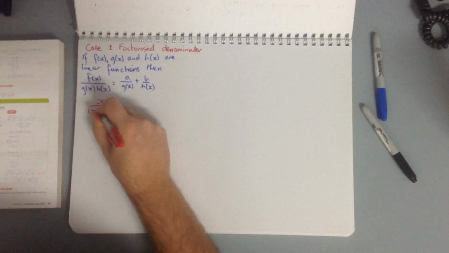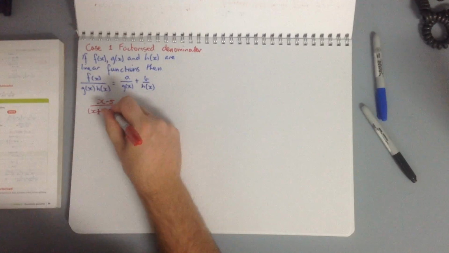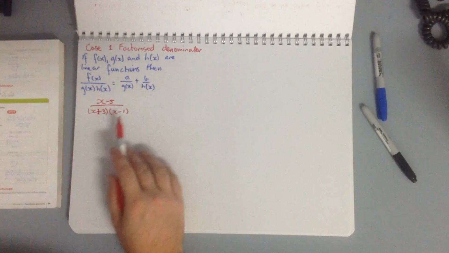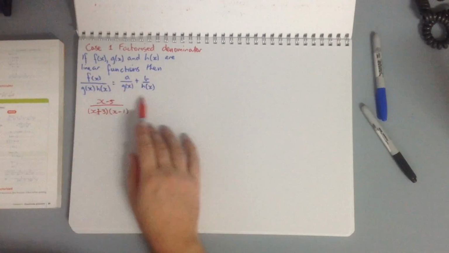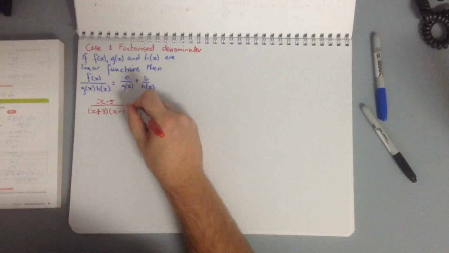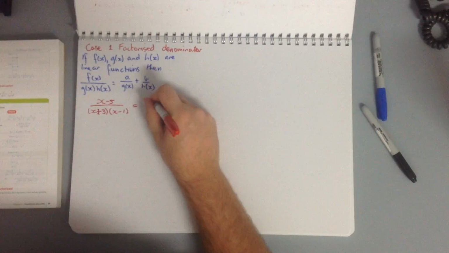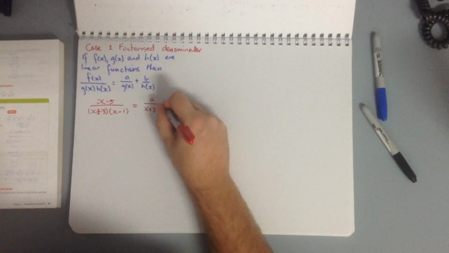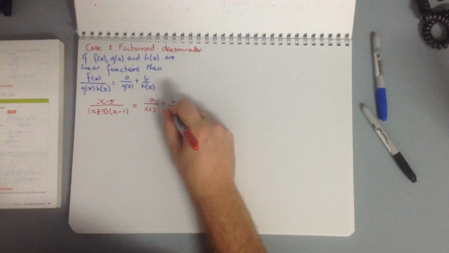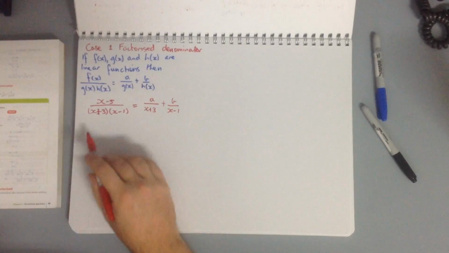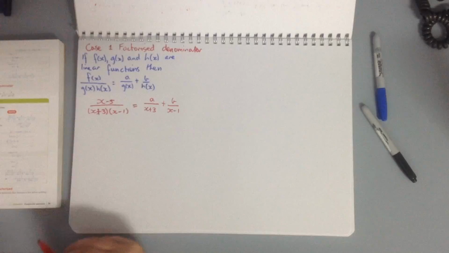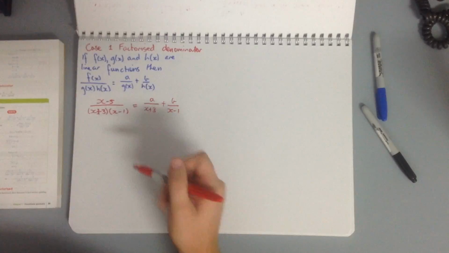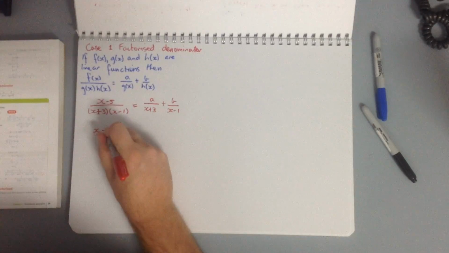x plus 3, x take 1. So what we're going to do is split this up now into this form. We're going to say that this is equal to a over this factor, our x plus 3, plus b over x take 1. So just split up and we've got our a and b values in now. Now we need to do our cross multiplication. So we're going to go a times this one, b times this one. It's still going to be equal to what we had.